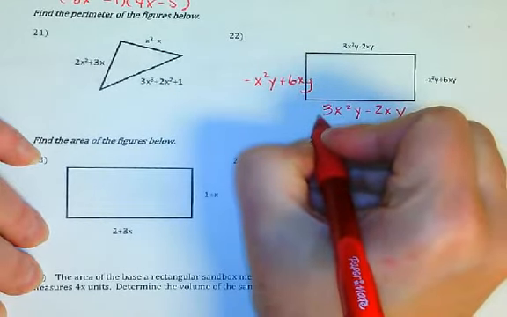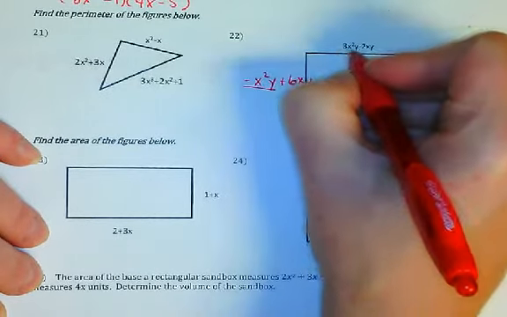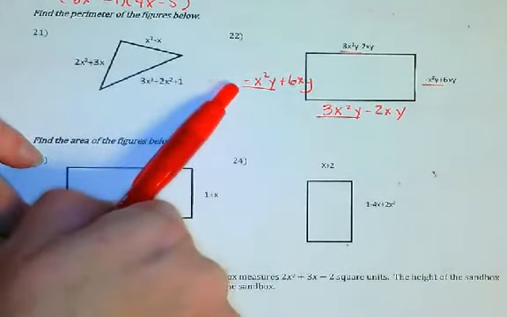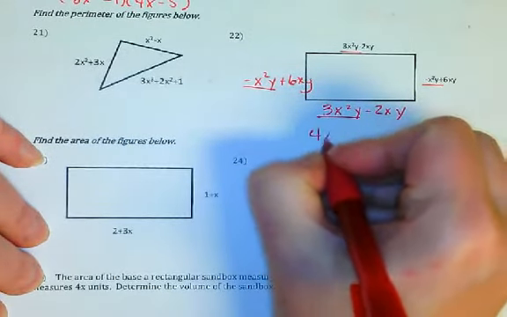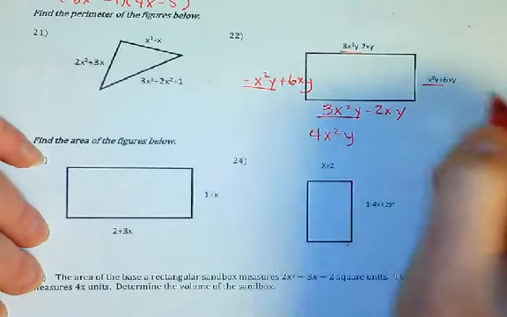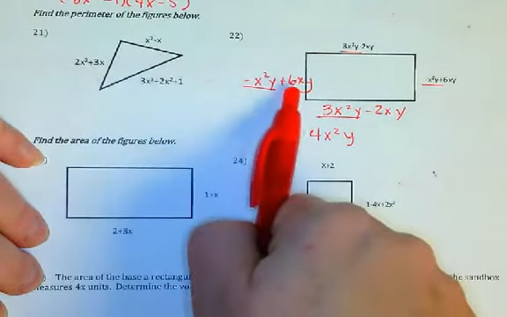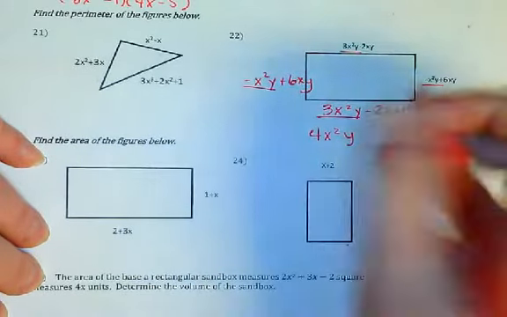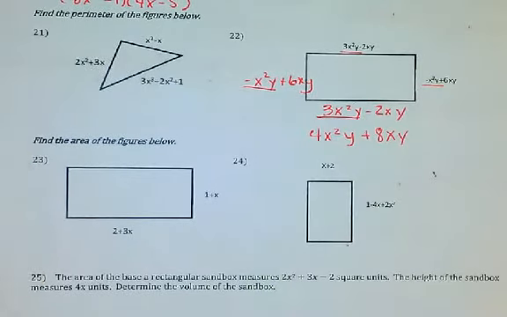I notice that this has an x squared y, x squared y, x squared y, x squared y. So 3 and 3 is 6, minus 1 is 5, minus another 1 is 4. So 4x squared y. And then the rest of these are the xy's. So 6 plus 6 is 12, minus 2 is 10, minus another 2 is 8. So plus 8xy.